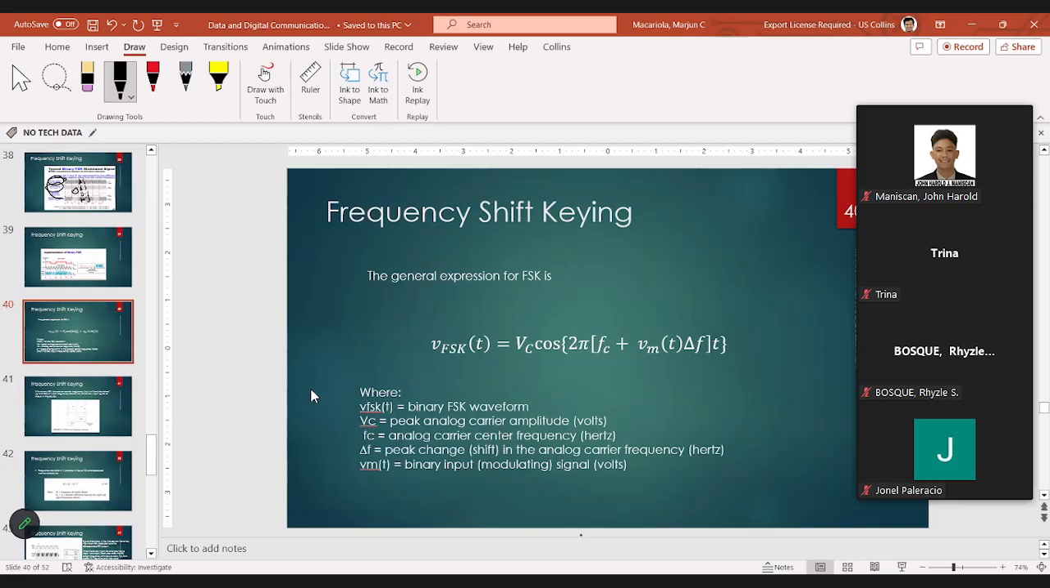Okay. So, in ASK, we have the general expression and our general equation. So, in FSK, we also have a general expression or general equation. So, that is V FSK of t is equal to VC cosine 2 pi FC plus VM(t) change delta F times t. Okay? So isa-isahin natin. Yung VFSK is the binary FSK waveform that is in volts. Nakalimutan ko lang. That is volts.